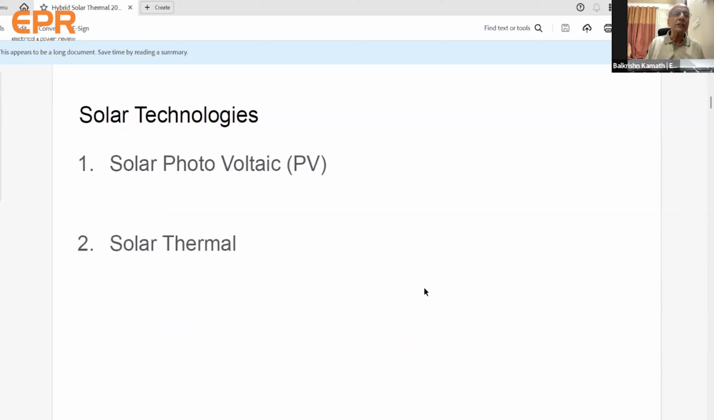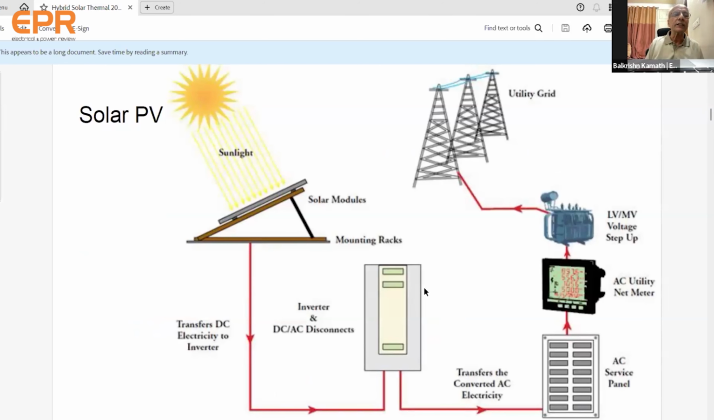Now there are two technologies, as I said: solar PV technology or solar thermal. Mr. Naran was talking about harmonics, which come mainly from solar PV because of the inverter system there. But if we are not using solar PV and are using solar thermal, then this problem is totally eliminated. You can see the sun.